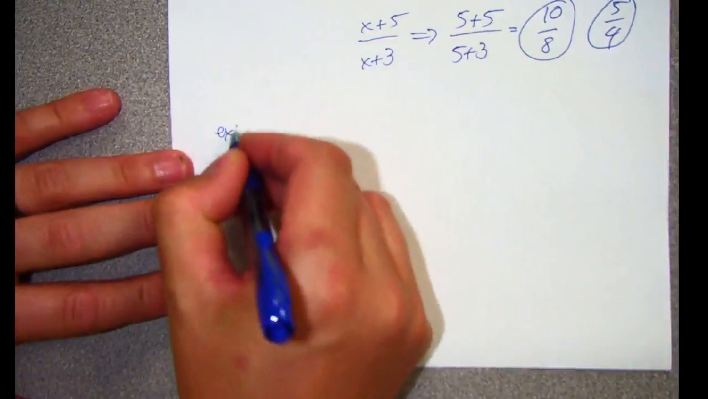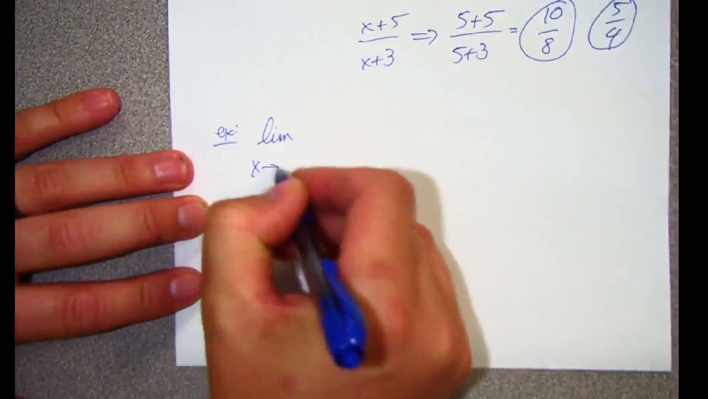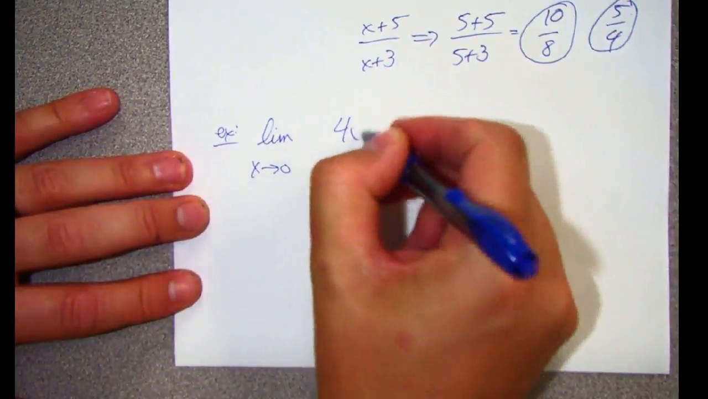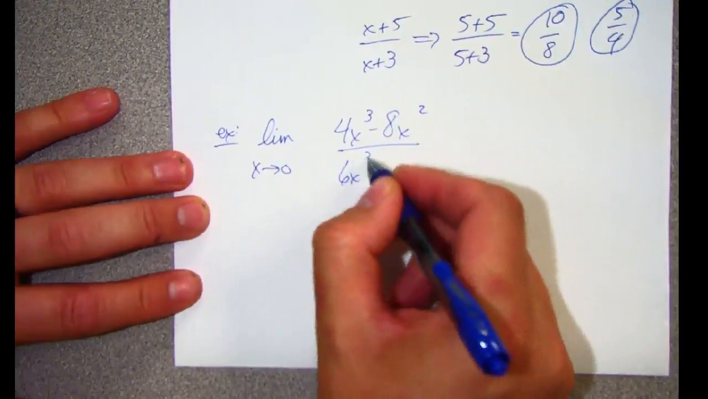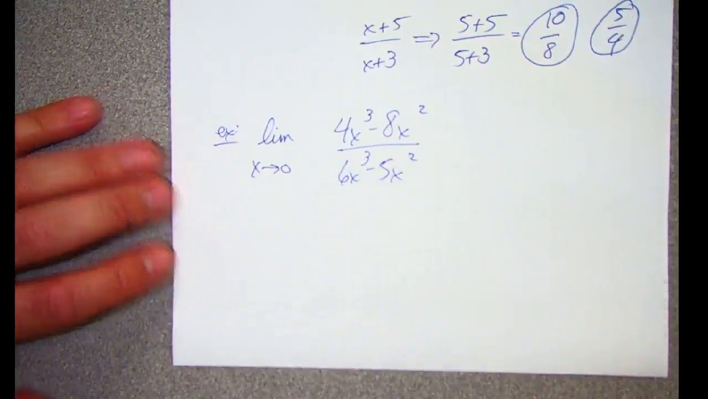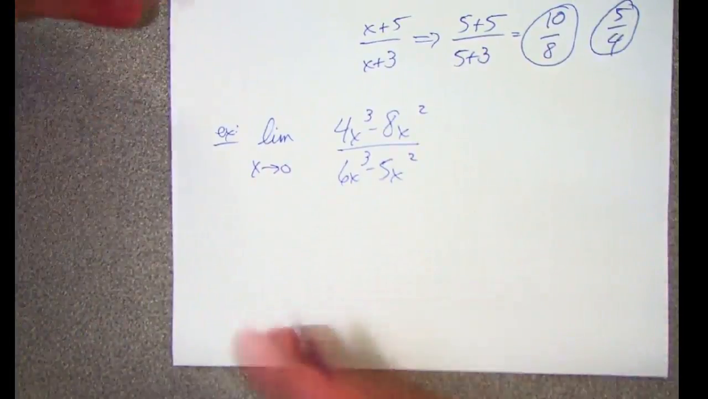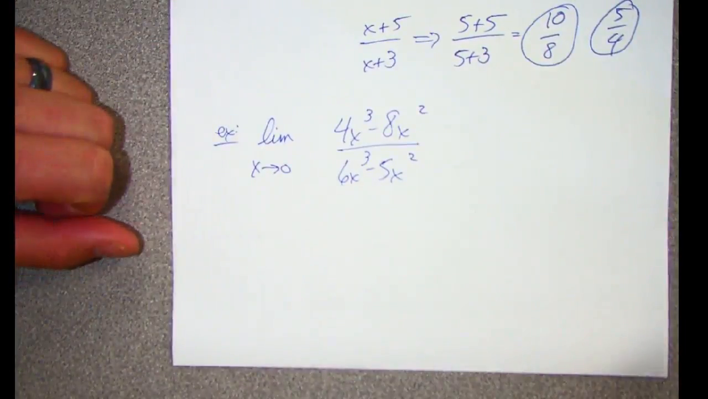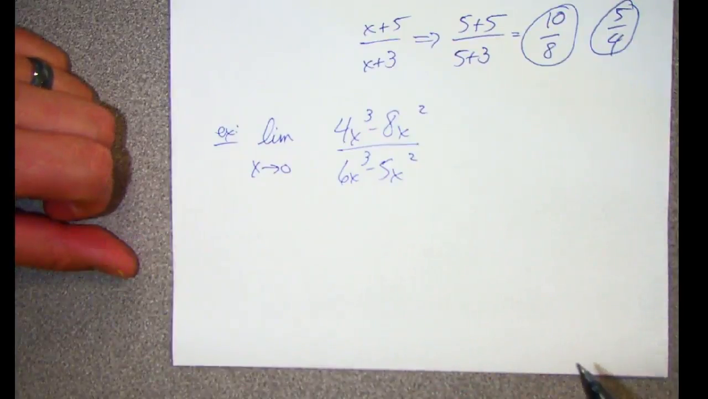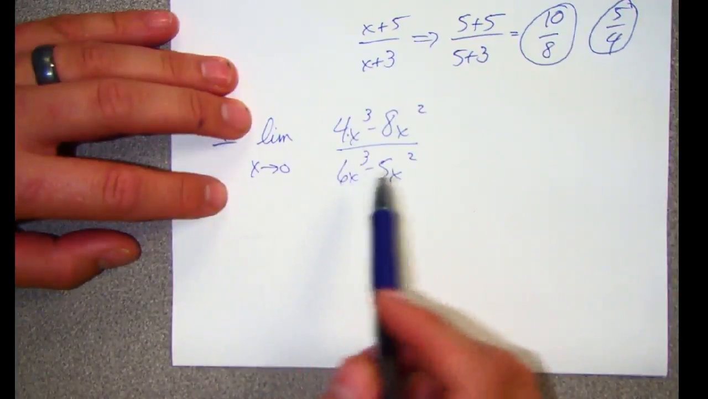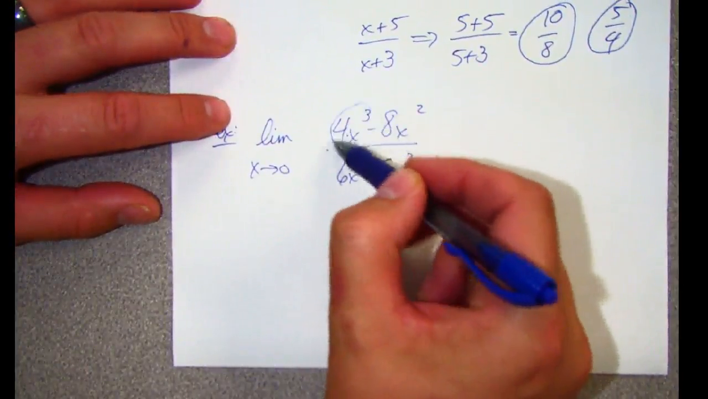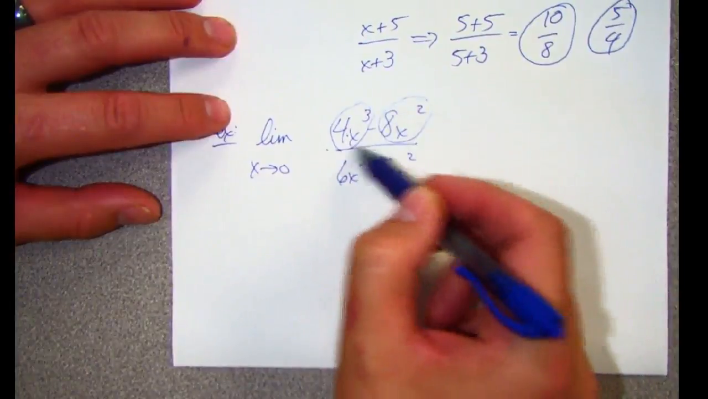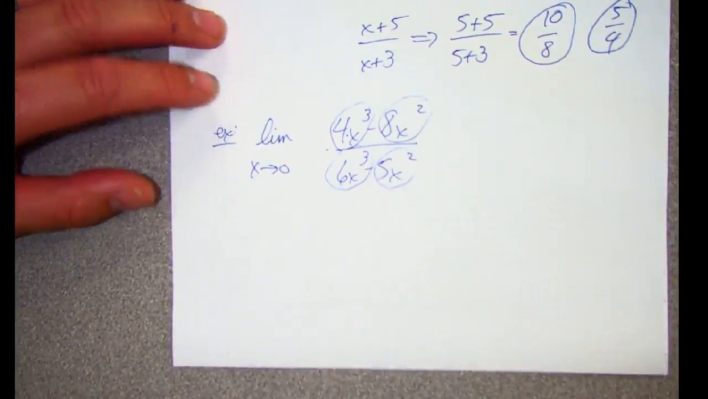Let's say limit as x approaches 0 of 4x to the third minus 8x squared over 6x to the third minus 5x squared. So we plug in, you get 0 over 0. And this is kind of another different kind of factoring. What I'm noticing here that has not been true in any other ones is that there's 4 terms here. Terms are separated by plus or minus signs or by the big division bar. So there's 4 terms here. This guy, this guy, this guy, and this guy.